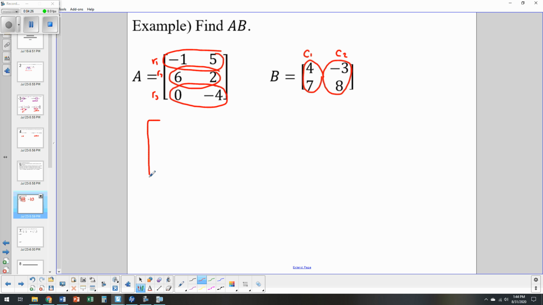I'm going to be showing quite a bit of work here, so I'm going to make a nice big matrix, right? We have row 1, row 2, row 3, and then column 1 and column 2. I'm going to start with the row 1, column 1 spot. I'm going to take the numbers from row 1 and the numbers from column 1. The first number is -1, the first number is 4, so we're going to do -1 times 4. And then we're going to do plus the other pair of numbers. The second number was 5, the second number was 7.